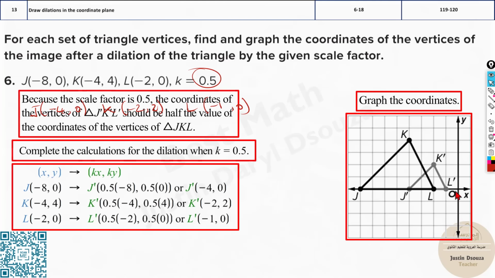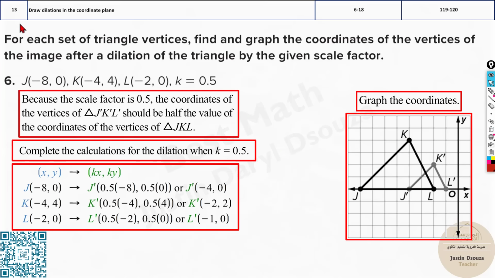And if you want to plot them, you just have to plot them. And remember, whenever we dilate something, after applying the scale factor, the new image is always given as prime. K prime, A prime, X prime, or dash, you can call it. This denotes the newly formed image, the dilated image. So that's very important to understand. Here, this is the original image. If it's just J, A, K, or something like that, it's just the original image.